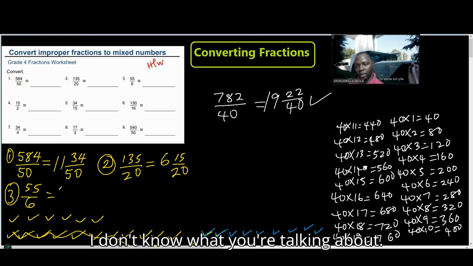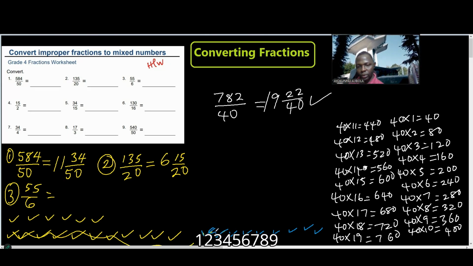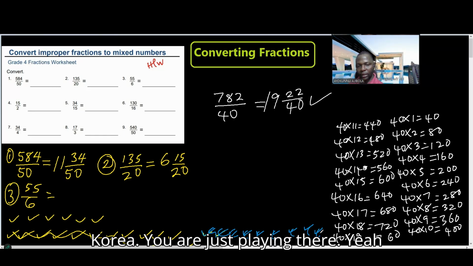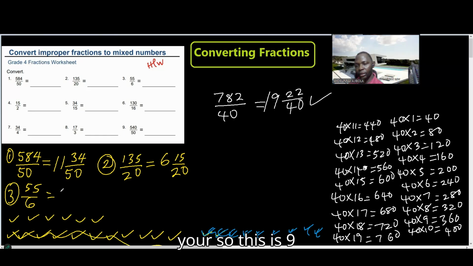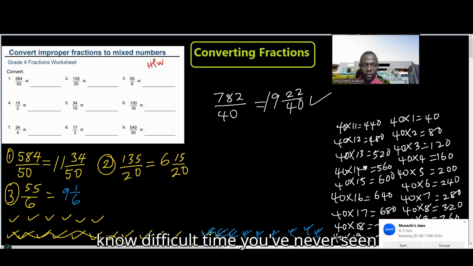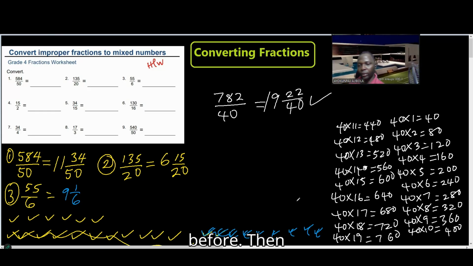This is 1, 2, 3, 4, 5, 6, 7, 8, 9. Korea, you are just playing there. So this is 9. That's 54. Remember 1 over 6. So is that what you claim is difficult and you've never seen before?